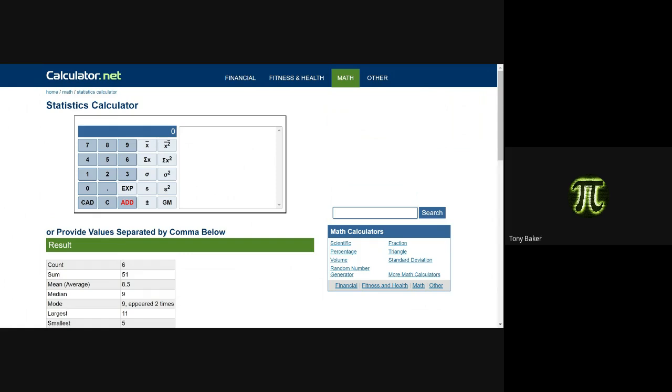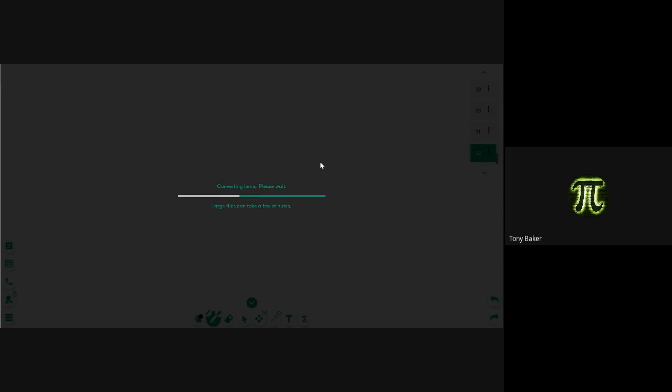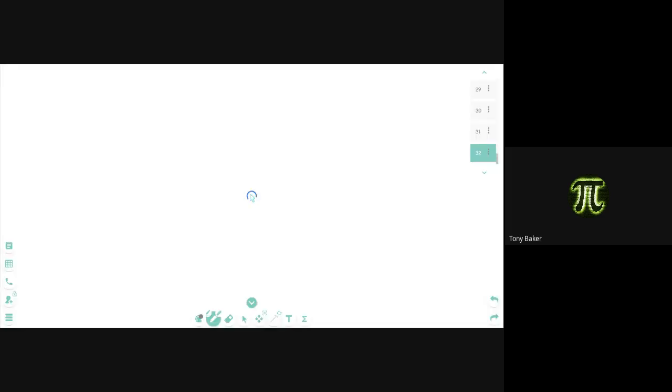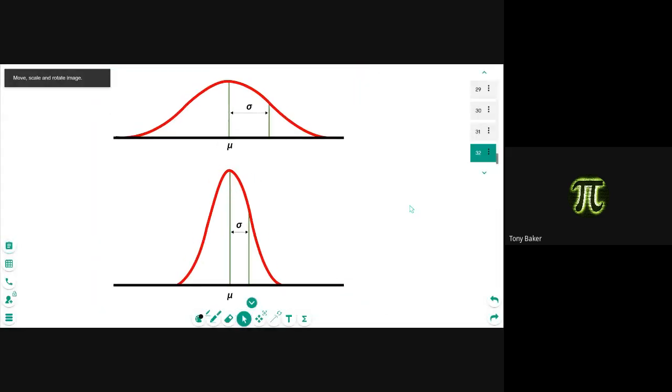All right. So what standard deviation tells you is how spread the numbers are. So the bigger the standard deviation, the more spread out the information is. The smaller the standard deviation, the more compressed the information is. Okay? So smaller is more compressed. Or, as we were saying before, more consistent.